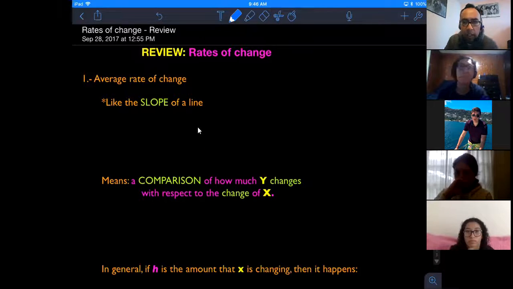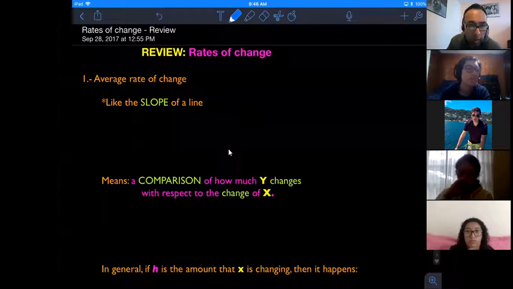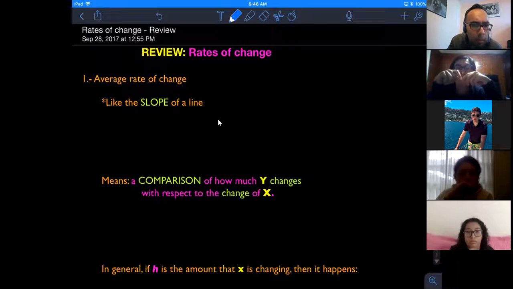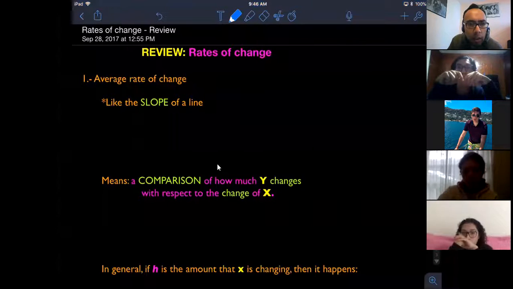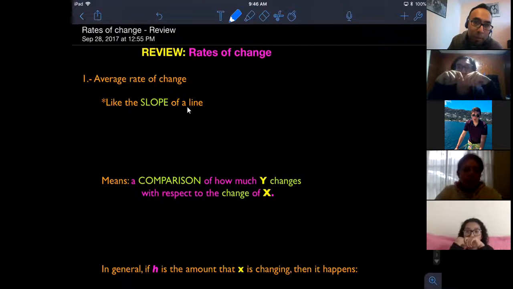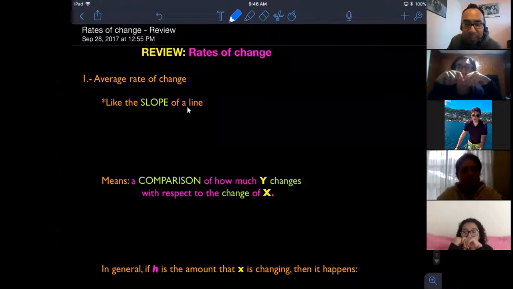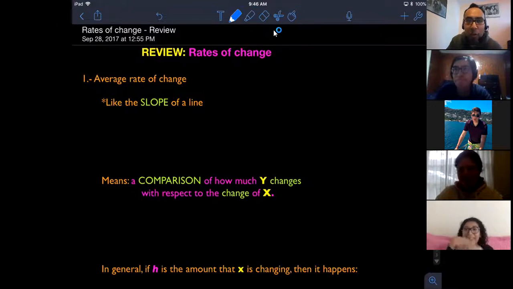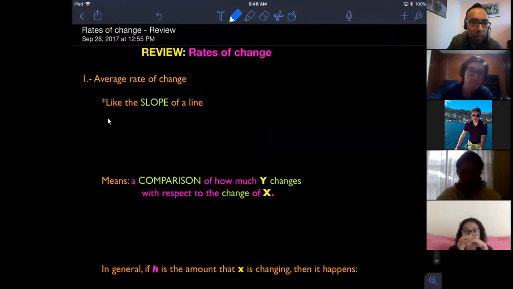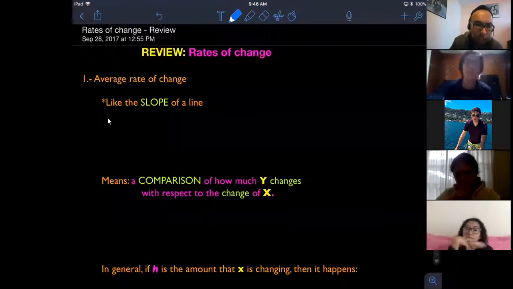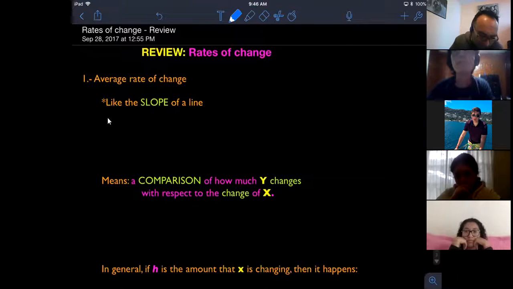So you can see this screen, which is the screen of my iPad. This is something that I was writing down the other day, which was the last thing that we were studying. Maybe you don't remember it. It was rates of change. Remember that we were talking about slopes and rates of change, continuous rate of change, and limits, and all that.